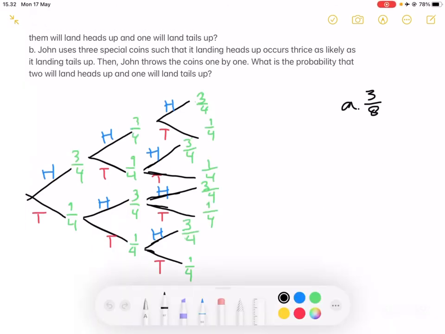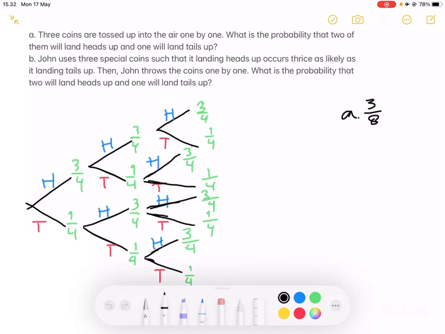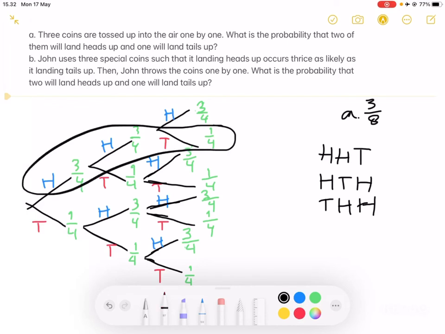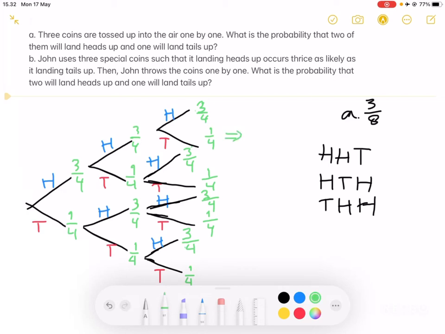Right, then by a similar technique, we can find that the series of events that will satisfy our criteria for part B will be heads, heads, tails, and heads, tails, heads, and finally tails, heads, heads. So first of all, it will be this one, the probability of this one, which we can calculate to be 3/4 times 3/4 times 1/4.